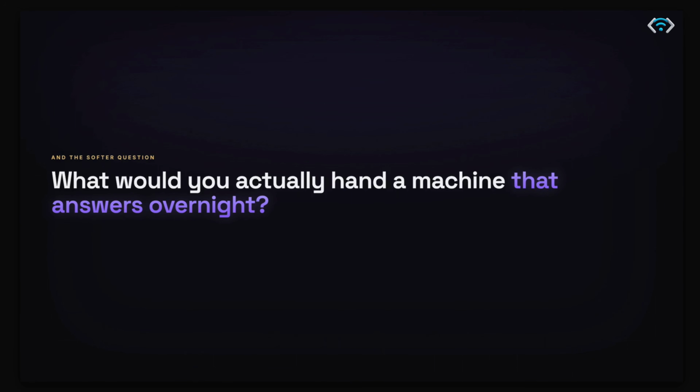And the softer question, what would you actually hand a machine that answers overnight? Not what's impressive, what's useful at that speed. The answers to that decide whether this whole category is a party trick or a tool, and I genuinely don't think anyone knows yet.